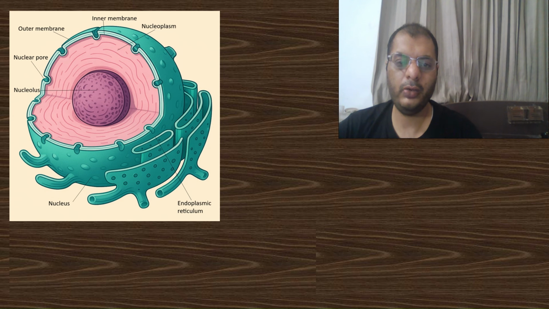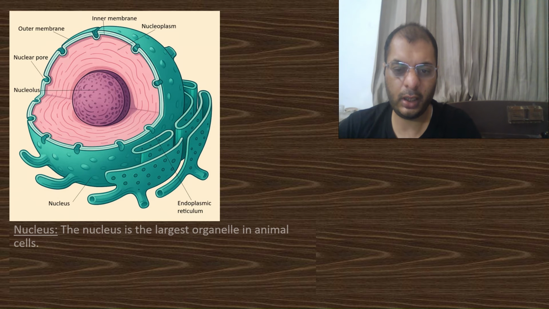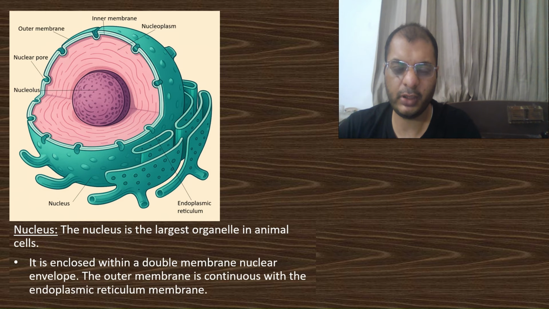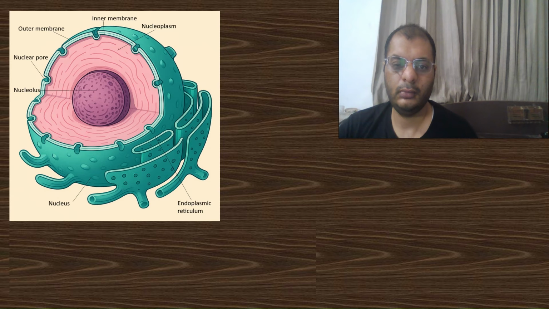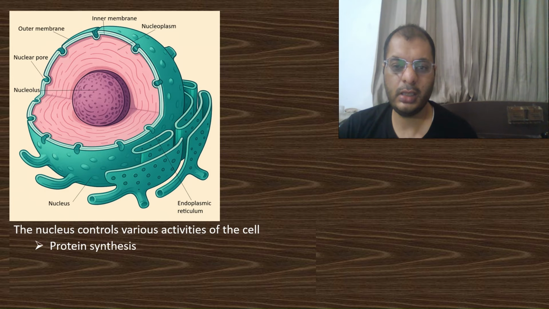So in this slide, you can see a labeled diagram of the nucleus. I suggest that you spend a few moments and have a good look at it. You can pause the video at this point if you want to. The nucleus is the largest organelle in animal cells, and it is enclosed by a double-layered membrane which is continuous with the membrane of the endoplasmic reticulum. The nucleus controls and coordinates various activities of the cell, such as protein synthesis, cell division, growth, and metabolism.